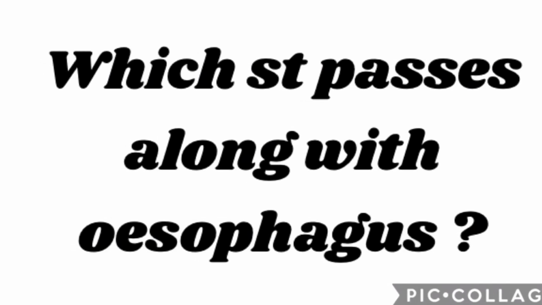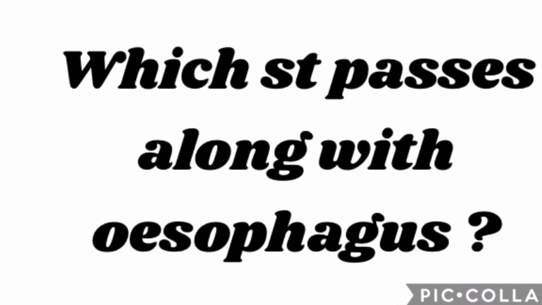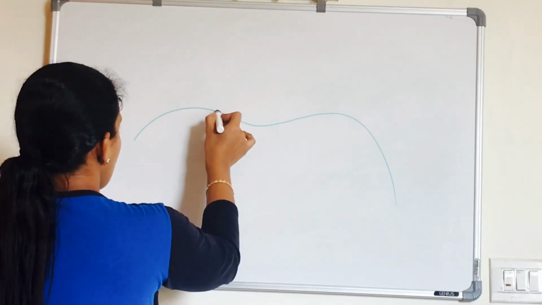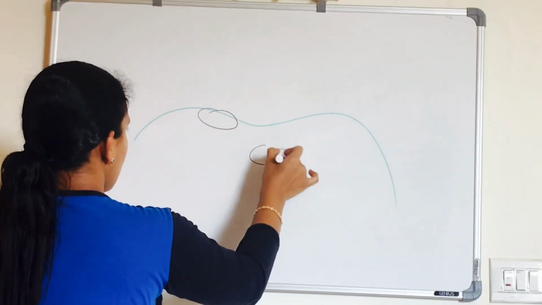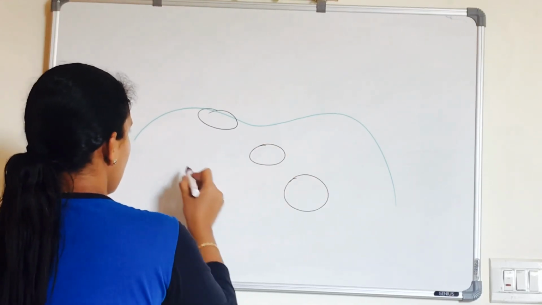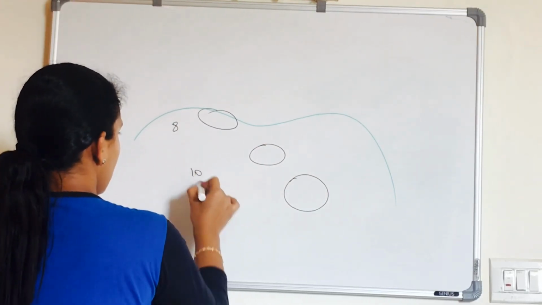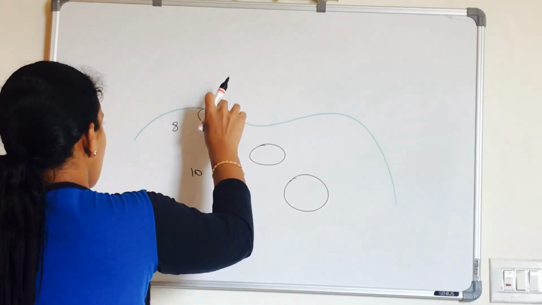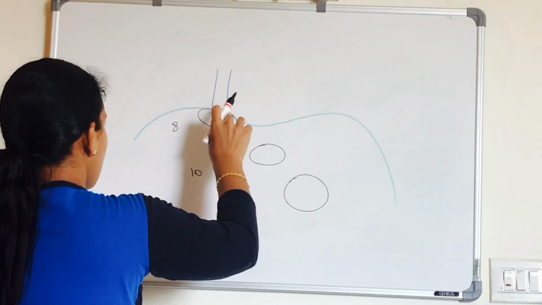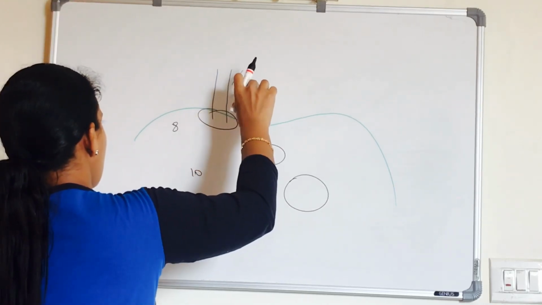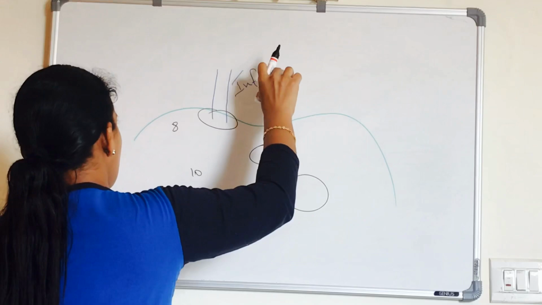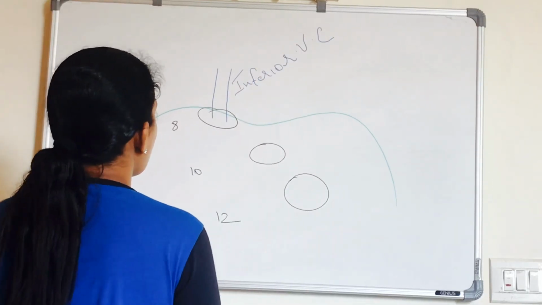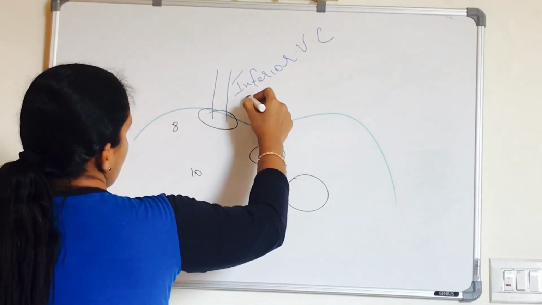Moving on to the next question. What are the structures that pass along with the esophagus in the esophageal opening of the diaphragm? So we know we have three major openings. You have a few other minor openings. Let's talk only about the major openings at the levels of T8, T10 and T12. T8 is your inferior vena cava, T10 is the esophagus, T12 is the aorta. Now what are the other structures which pass along with your inferior vena cava at the level of T8?